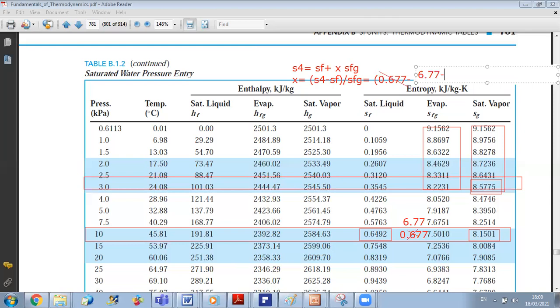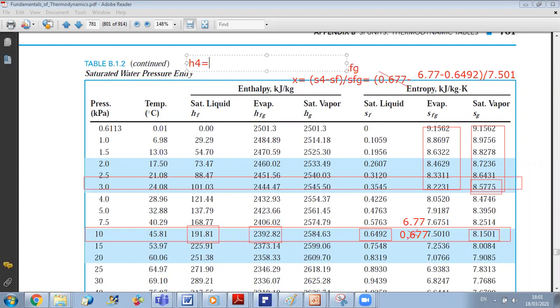6.77 minus 0.6492 over SFG, which is 7.501. So I get now the quality X. Once I have the quality X, I can now determine what is H at point 4. Okay, so to get H at point 4, all I need is to get from my table the value of HF at this pressure, which is 191.81, and HFG.